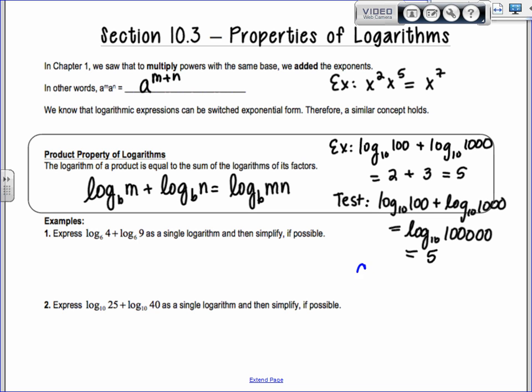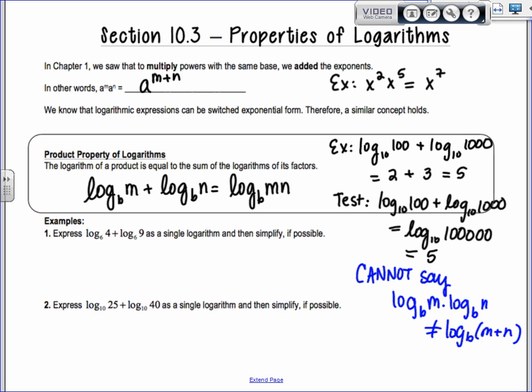You cannot say that log base b of m times log base b of n is equal to log base b of m plus n. It doesn't work that way. Okay, you cannot say that. You see what I'm saying? It doesn't work in that order. And you can always think back to the base 10s if you need to.